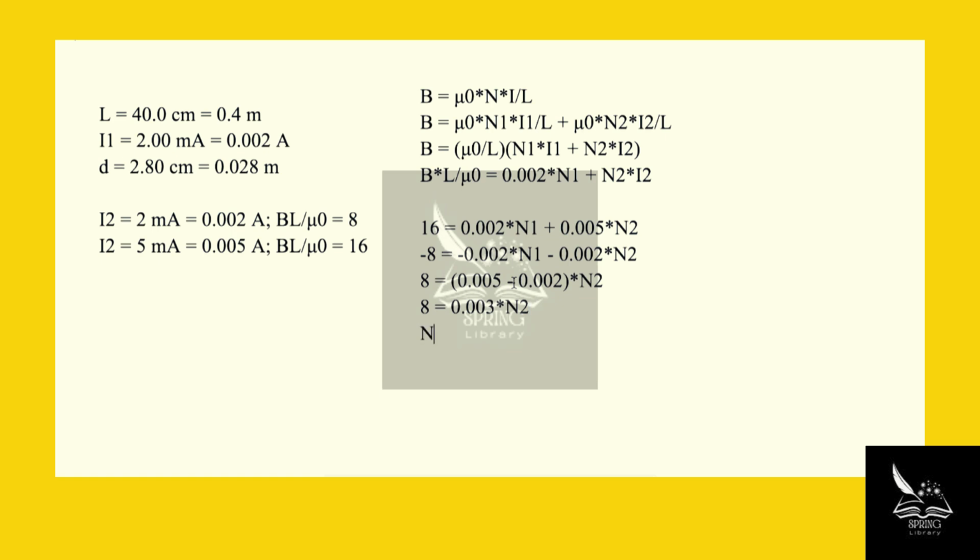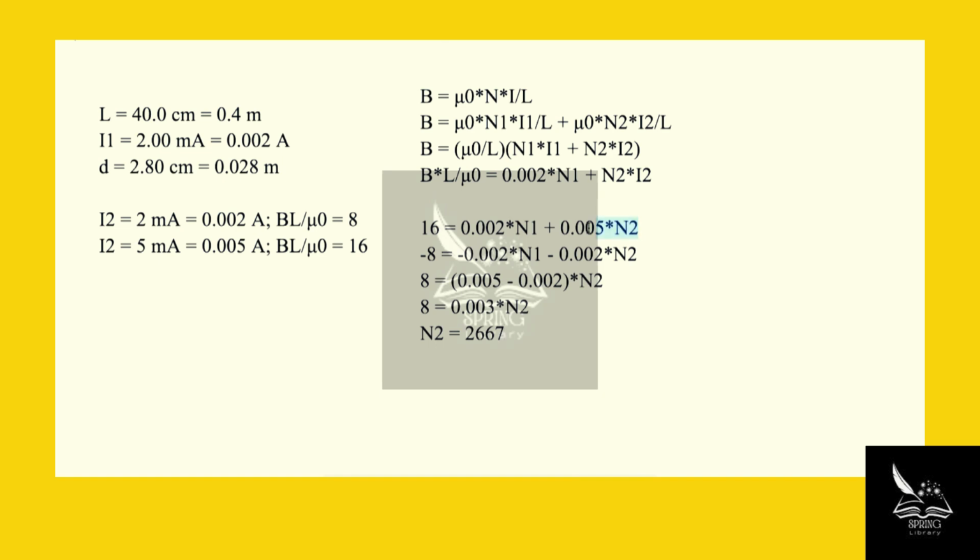And when we solve for that, that's going to give us n2 is 2,667. I'm rounding up because it doesn't really make sense to say that there's a fractional number of turns. So I'm just going to say that this is 2667 here, so that we don't have to deal with fractional numbers of windings. So now we have n2.